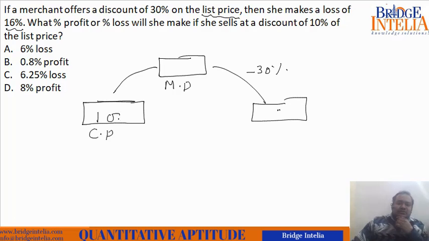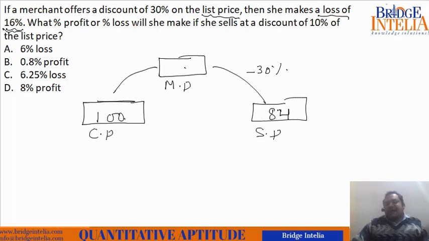Let's assume she spent rupees 100. She bought something for rupees 100. What must the selling price be equal to? Because we already know she made a loss of 16%. So with 16% loss, only 84% is recovered. So 84 is the selling price.